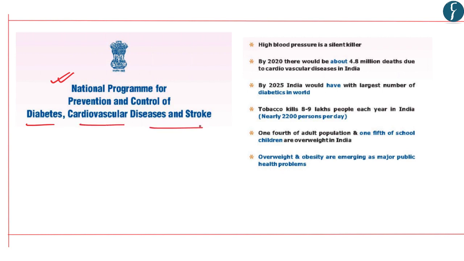cardiovascular diseases, as well as stroke. So, in this particular program, the government, apart from highlighting diabetes, highlights some other important aspects with respect to health. It talks about high blood pressure. It says that by 2020, there would be about 4.8 million deaths due to cardiovascular diseases in India. Further, by 2025, India will have the largest number of diabetics in the world.